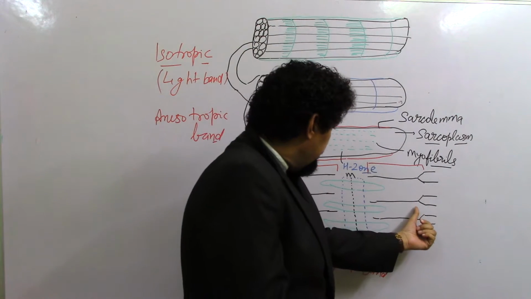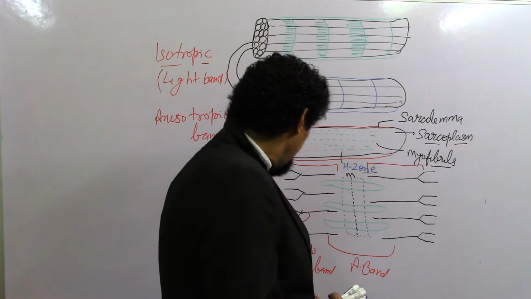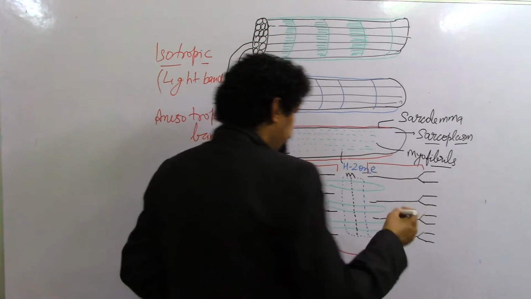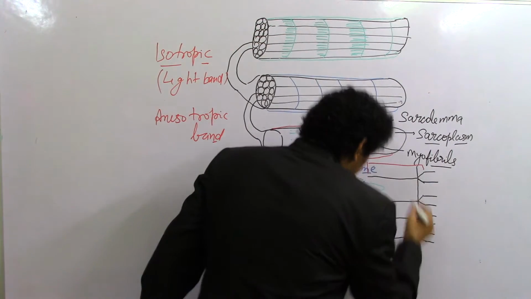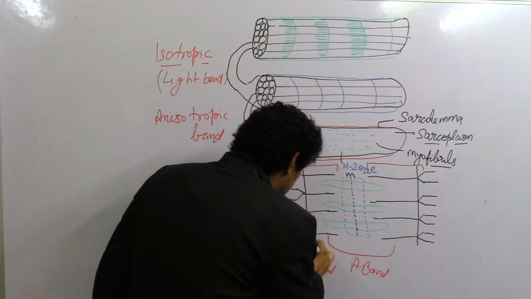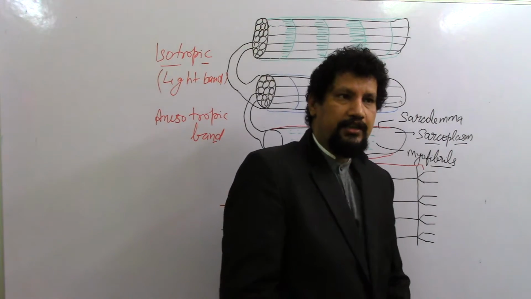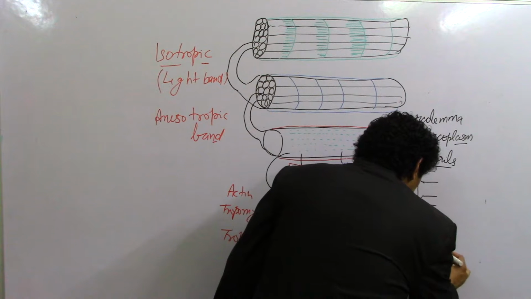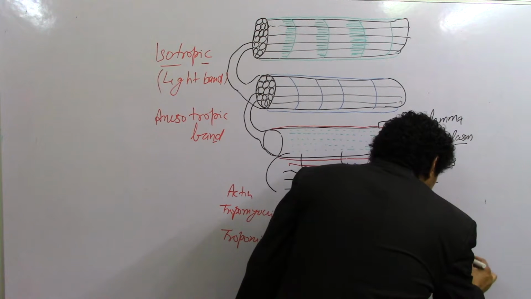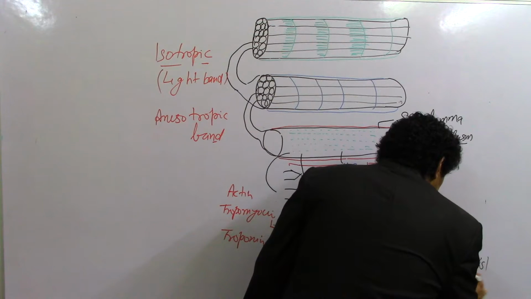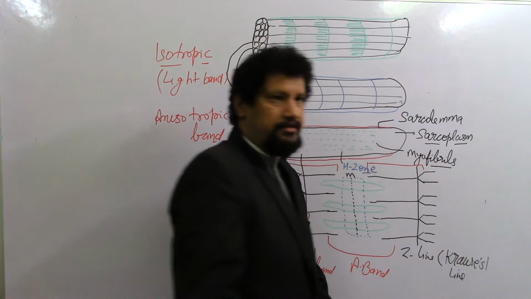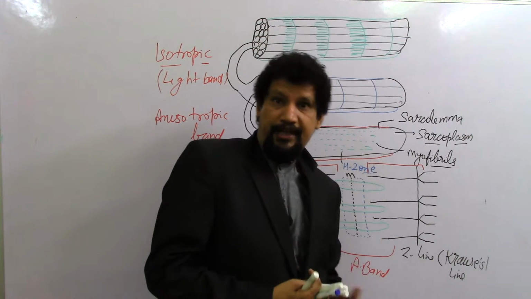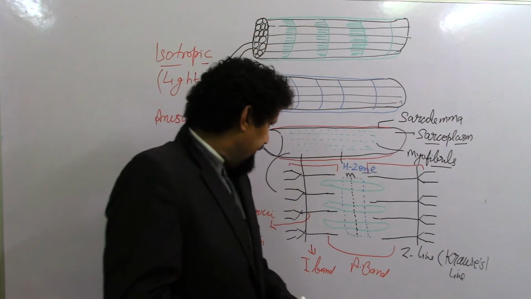Now, the part of the I band, or the light band, which is comparatively darker, is known as the Z line, or the Krause's line, or sometimes also known as the Krause's membrane. Listen again.